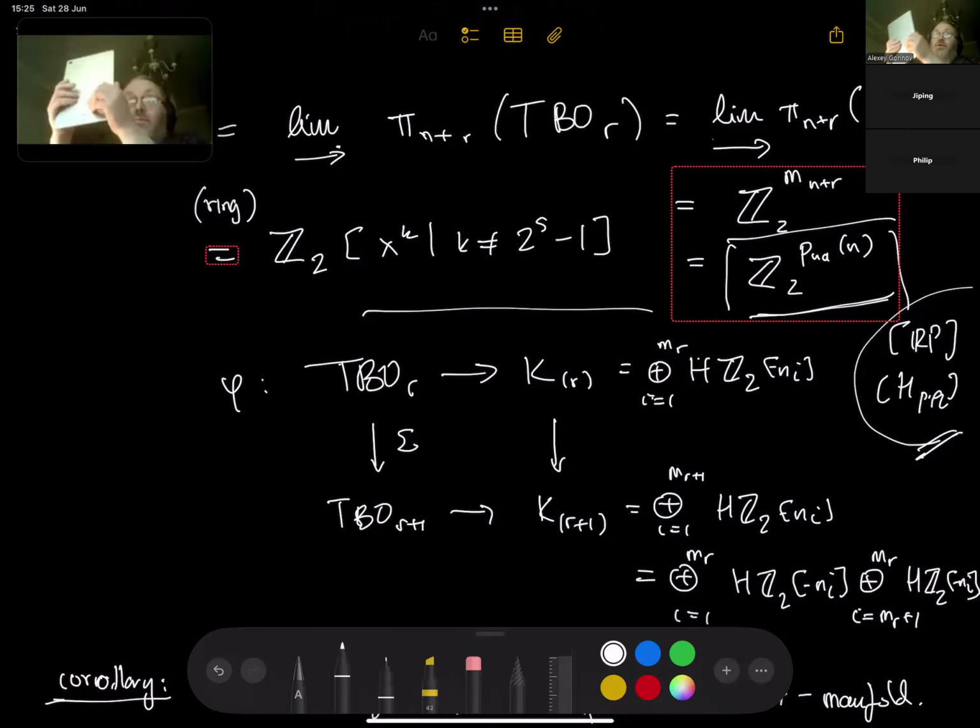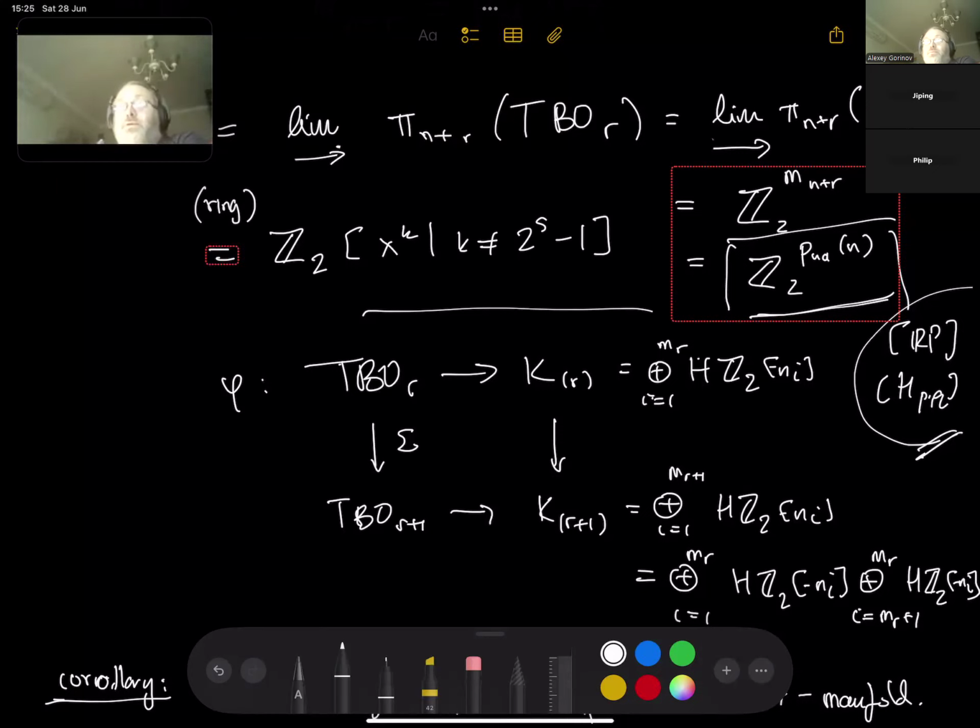Well, it's basically a calculation. We take those generators and then we calculate the Stiefel-Whitney numbers of all possible products, and it turns out that those are indeed generators. Well, it's not a philosophical proof, but it's a proof.